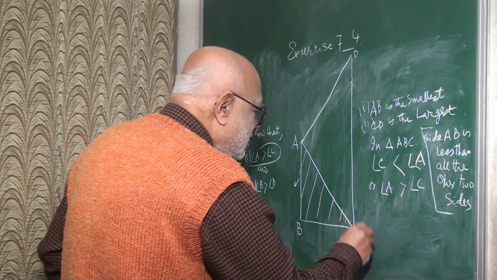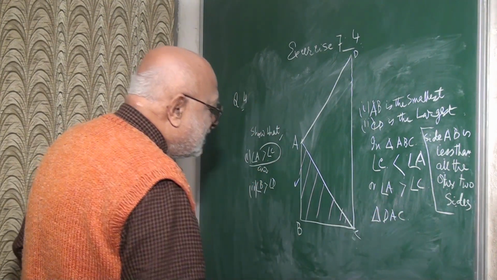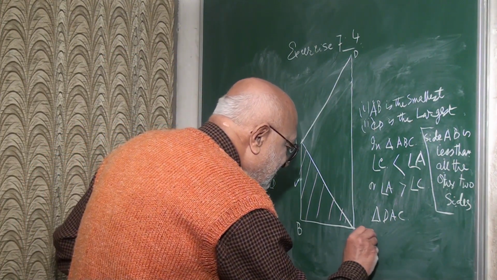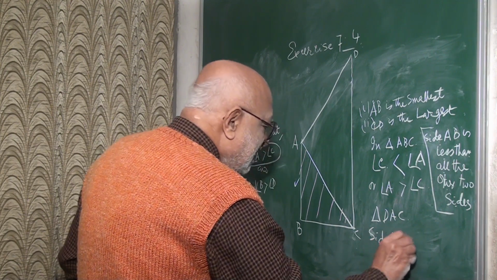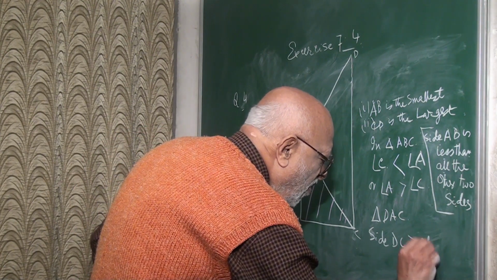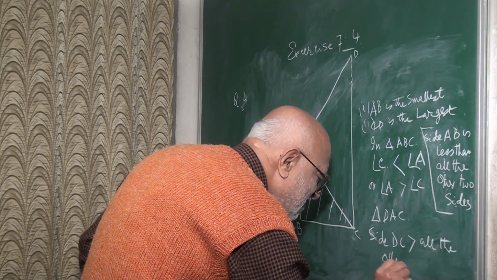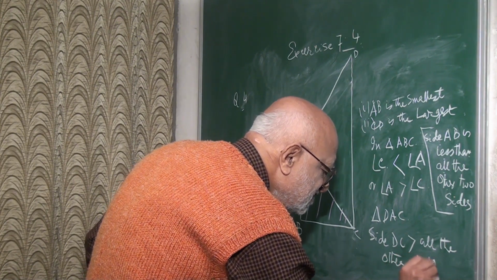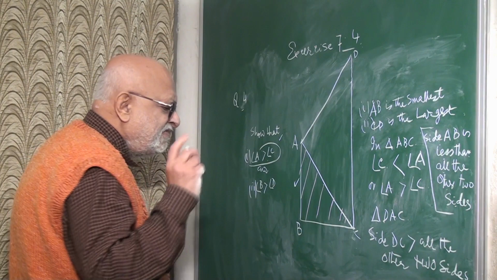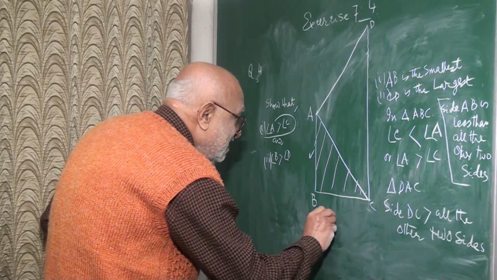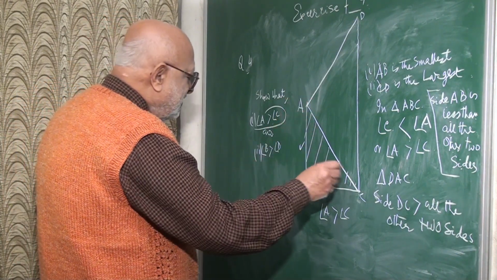Okay, now let us come to triangle DAC. In triangle DAC, what is given? Side DC is greater than all the other two sides. Okay, so this we have done. Therefore angle CAD should be greater than angle C. So this angle will be greater than angle C.